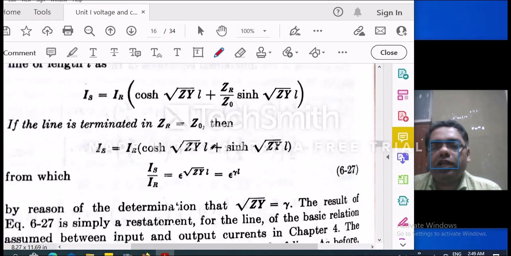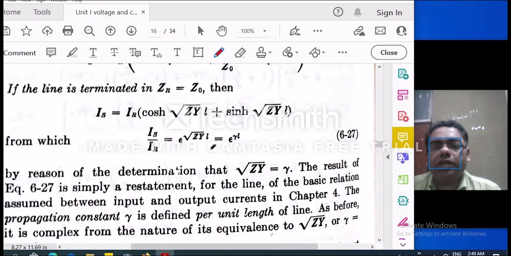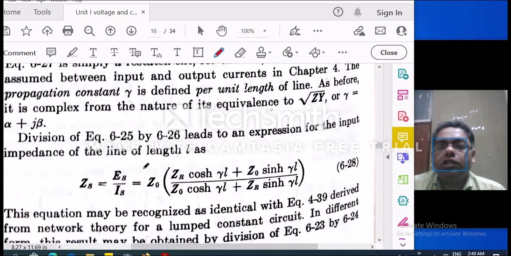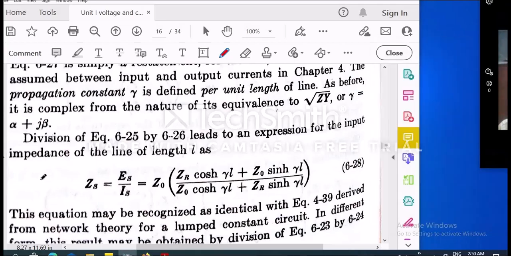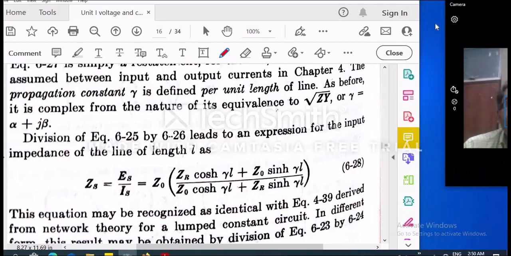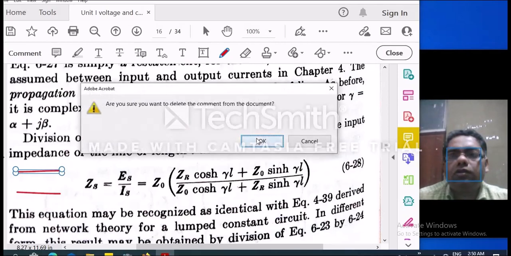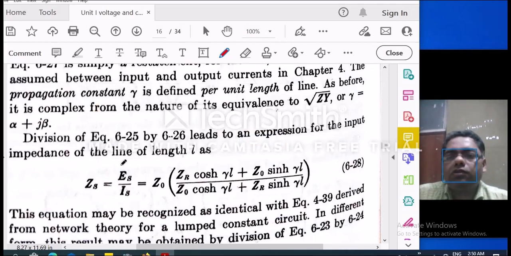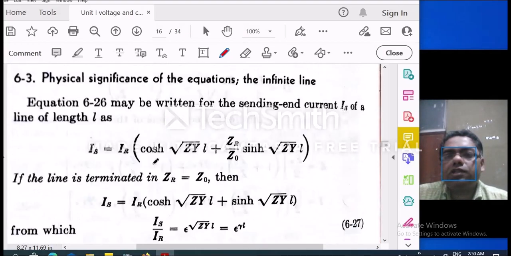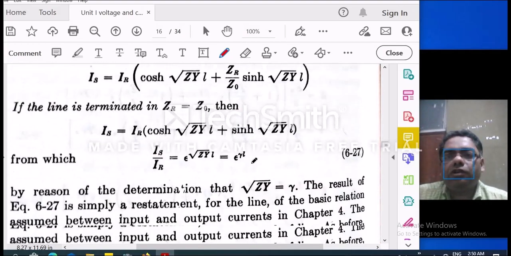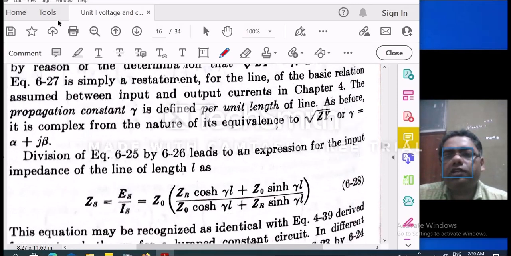Now if I take the ratio of E by I, I will get the impedance. The point to be noted is that suppose this is my transmission line, and we are having the load end here. So this is the expression of E and I. We will see in the next video the significance of this input impedance.